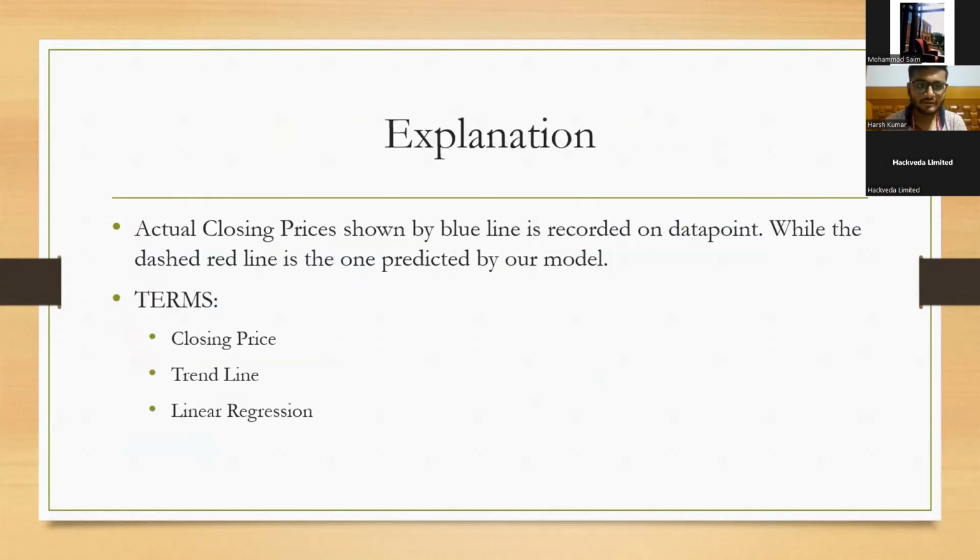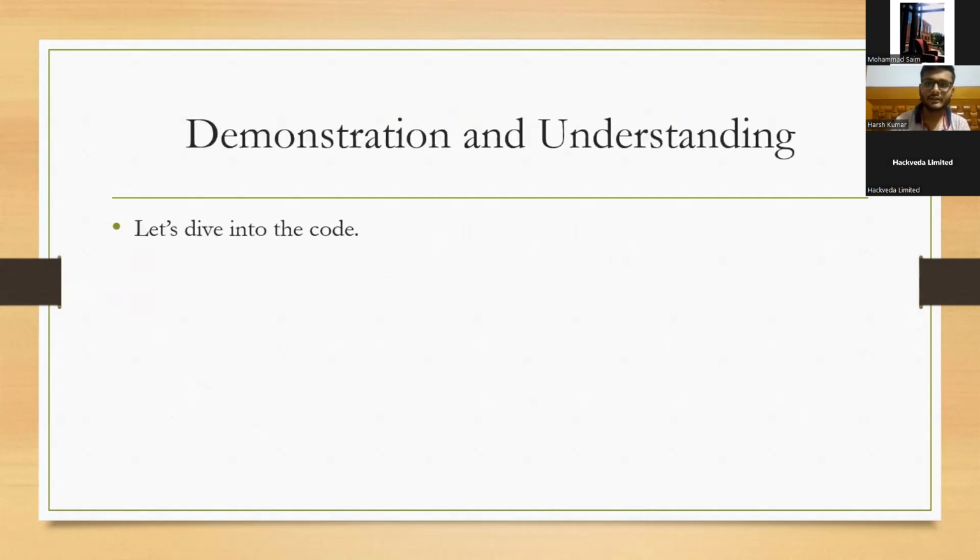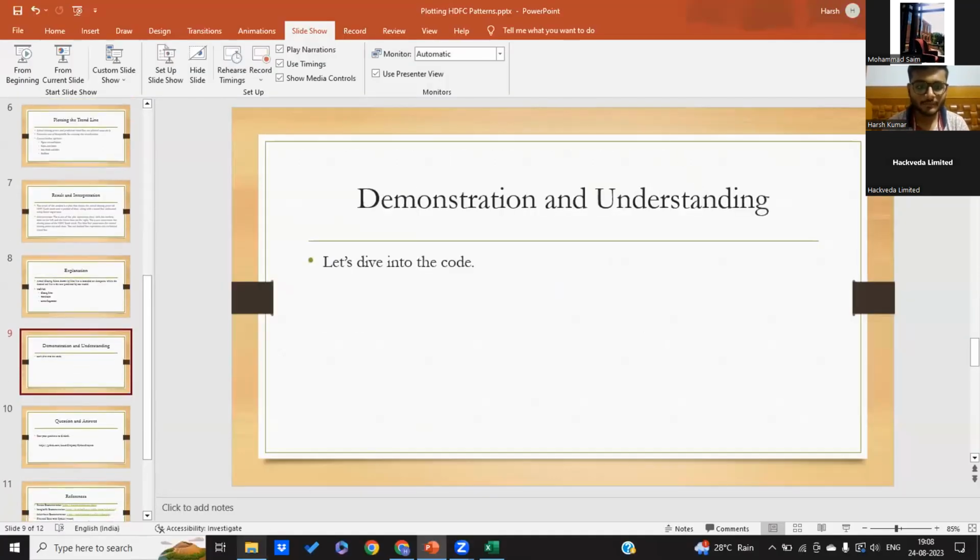So this is, in some terms, the closing price. Like in the whole day, the share price just fluctuates throughout the day, but we will only be considering the closing point, right? The closing price. And the trend line and the regression model, I already talked about, it is linear regression. So let's dive deep and see how our code works.